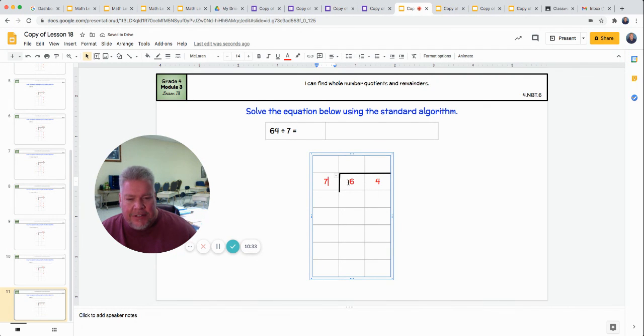How many 7s are in 6? Can't do it, can you? 7's bigger than 6. So we have to look at how many 7s are in 64. 64. What can we put? 10 would be 70. Let's try 9. What's 9 times 7? 63. Subtract. 64 minus 63 is 1. We don't have anything else to bring down, so that is our remainder. 9 remainder 1.